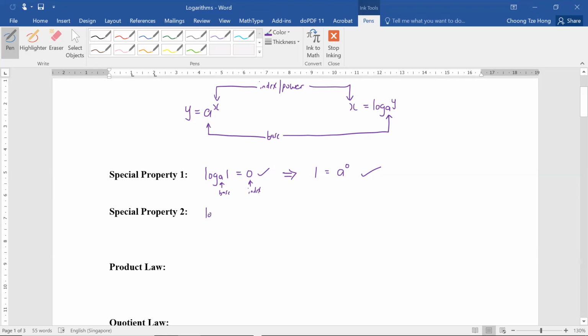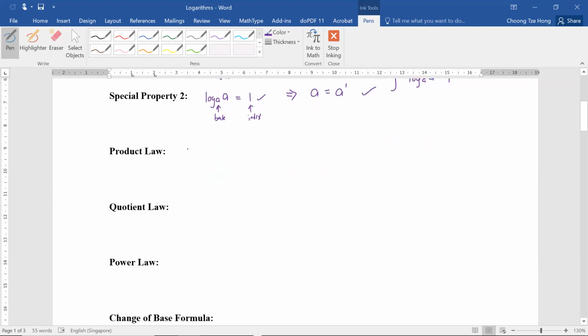Special property 2 goes like this: log base a of a will be equal to 1. Same thing, I'm going to convert it to exponential form. Over here you have the base, and over here you have the index, so you have a to the power of 1. We know that if you take any number and you power it to 1, you will get back the same number. So we know this to be correct as well. Just to summarize the two special properties, log base a of 1 is 0, and log base a of a is 1. These are two things that we will make use of later.